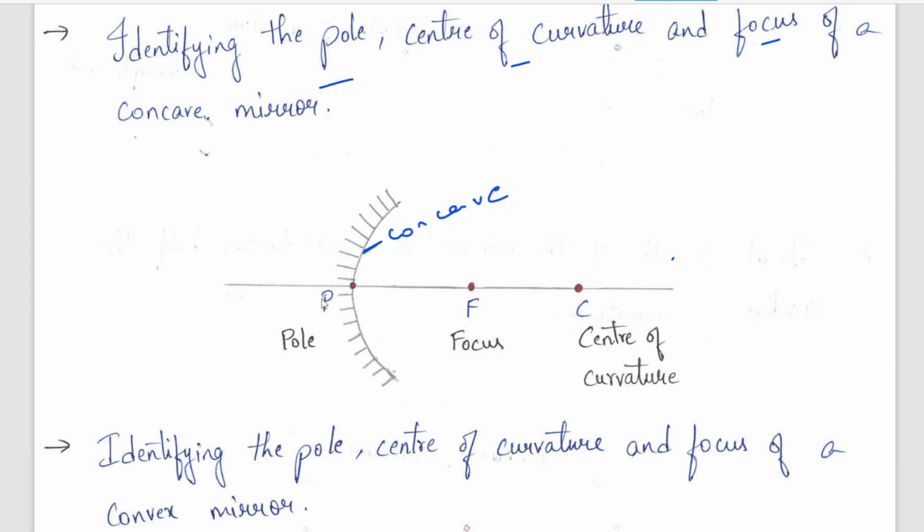This is a concave mirror, and this line passing through the concave mirror is called the principal axis. The point where the principal axis and the mirror meet is called the pole and it is denoted by the letter P. After that we are locating a point F and this is the focus. After that we are locating a point C and this point is the center of curvature.